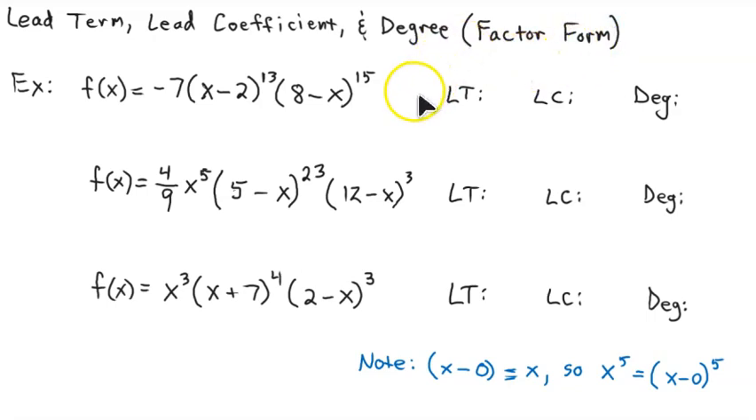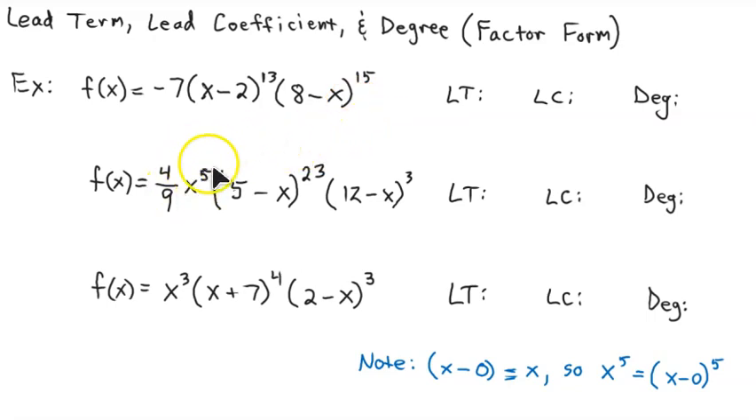Now, one way you could do this is you could convert it from factored form into standard form. But when you have large powers like 13 and 15, it could take you hours just to do this one, okay? So we have to have a way of identifying the lead term, the lead coefficient, and the degree from factored form. Before we do that, I want to show you something interesting.